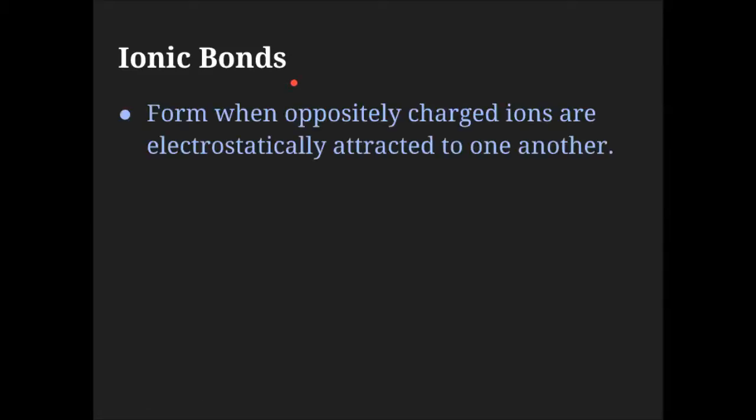So, ionic bonds form when oppositely charged ions are electrostatically attracted to one another. What does that word mean, electrostatically? Positive charges are attracted to negative charges. Negative charges are going to repel other negative charges, and positive charges are going to repel other positive charges. It's sort of similar to the way magnets work.